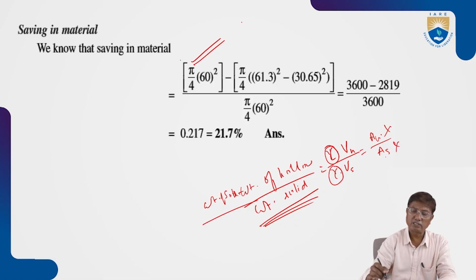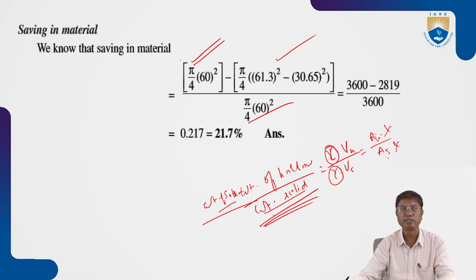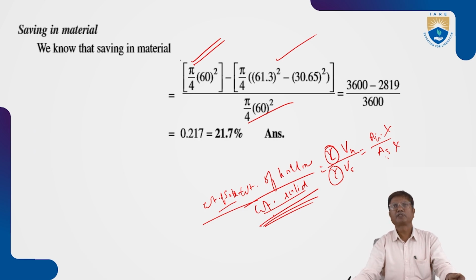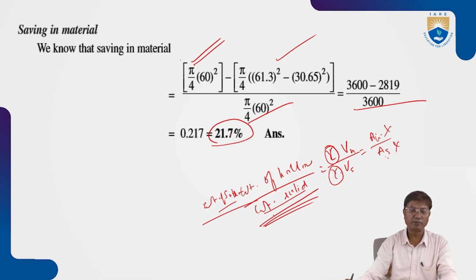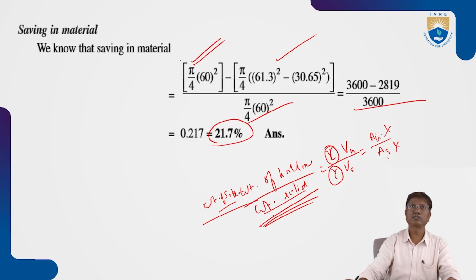So that is area of hollow shaft divided by area of solid shaft, because the ratio of weights is equal to the ratio of areas, length being same and material being same, isn't it? So you will get this as 21.7% material is saved by using hollow shaft.